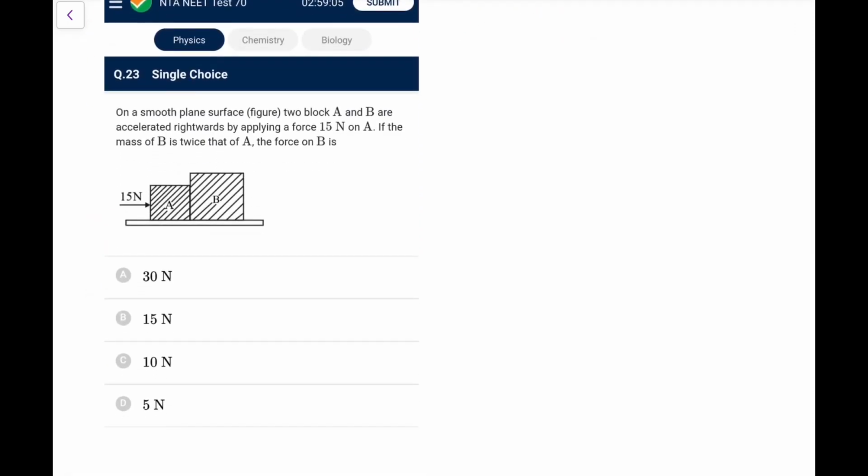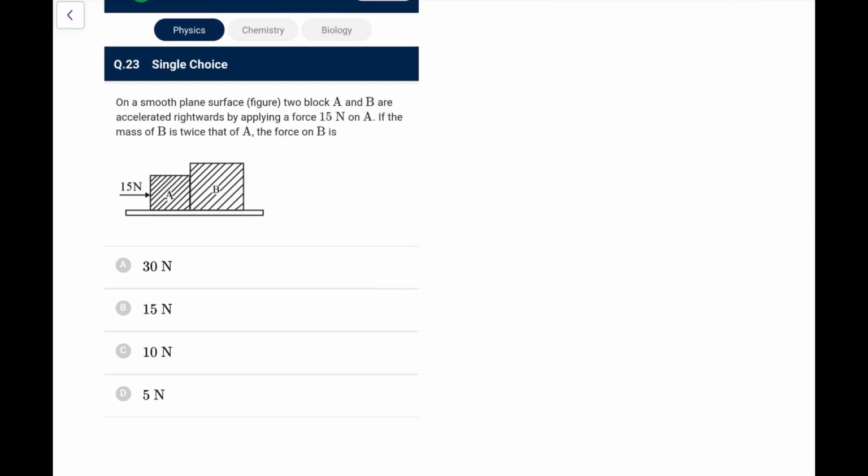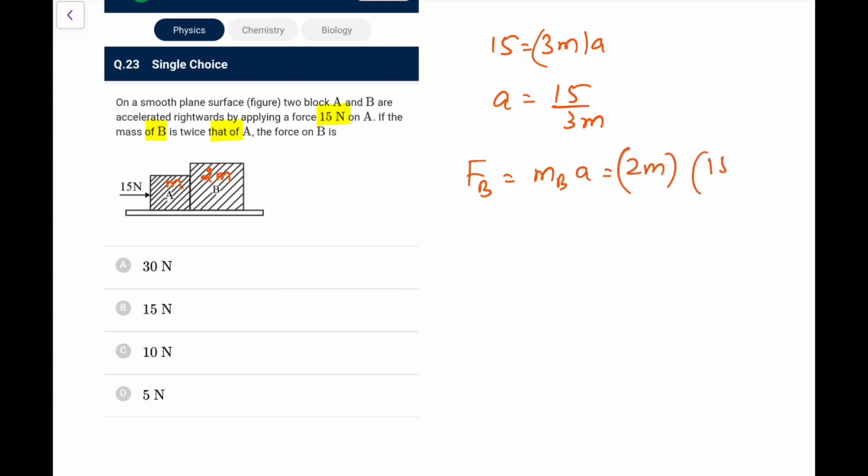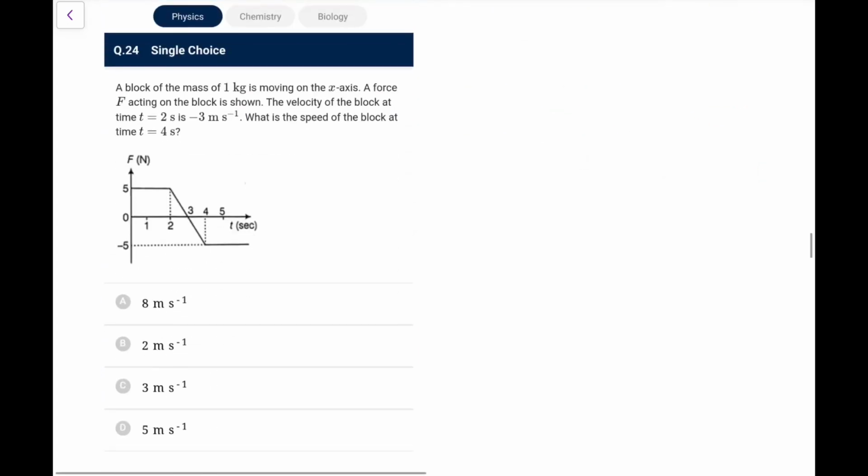On a smooth plane surface, 2 blocks A and B are accelerated rightwards by applying a force of 15 Newton. If the mass of B is twice that of A, the force on B is. Clearly the mass of B is twice that of A, so let it be M and 2M. So 15 is equal to 3M into a, because both will move together. So the acceleration is 15 by 3M. Now the force on B is mass of B into a, which is 2M into 15 by 3M. So that comes out as 10 Newton. That's an easy one. You could do this by other methods also.